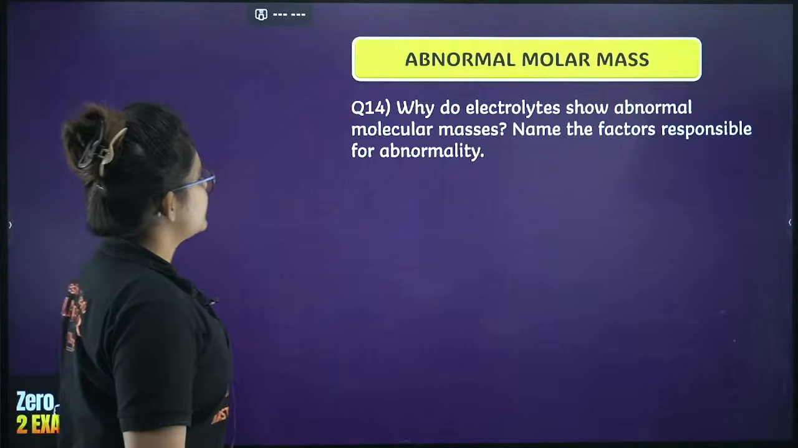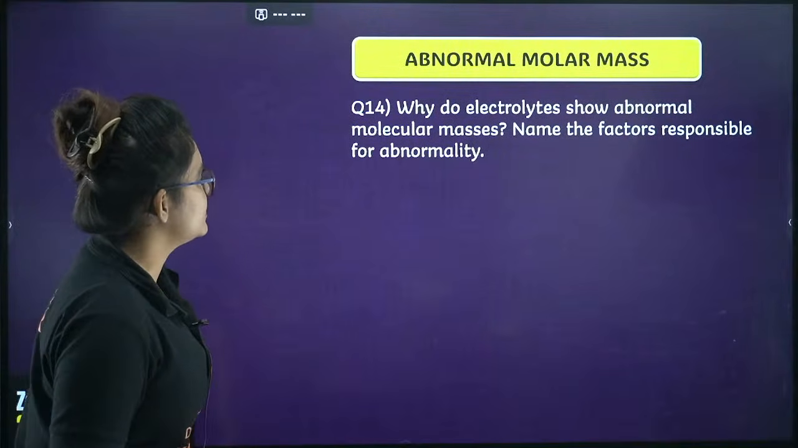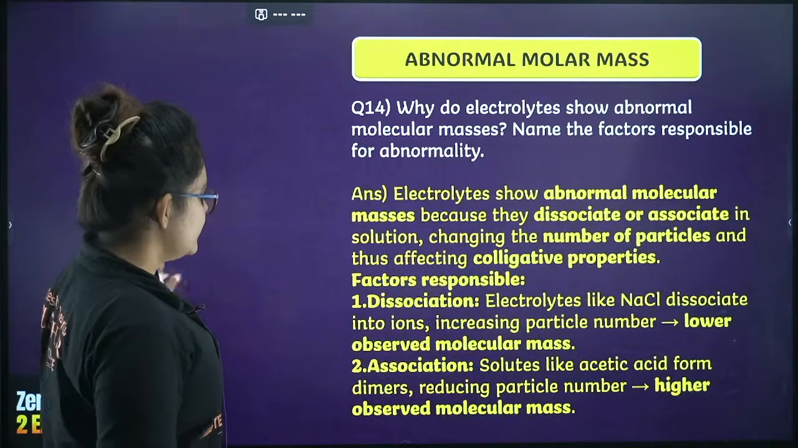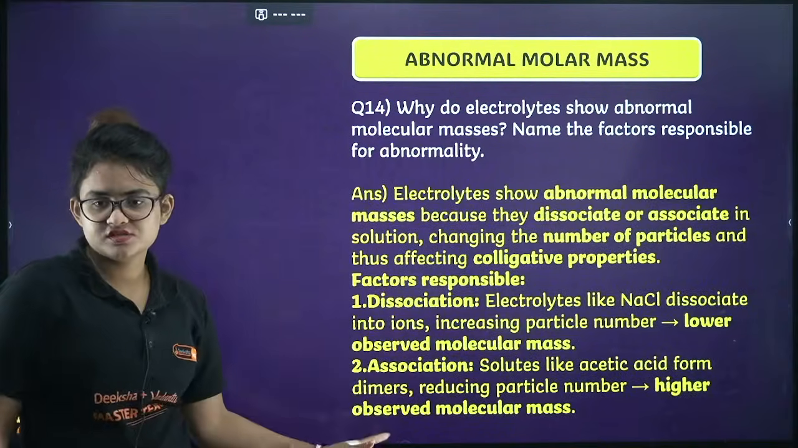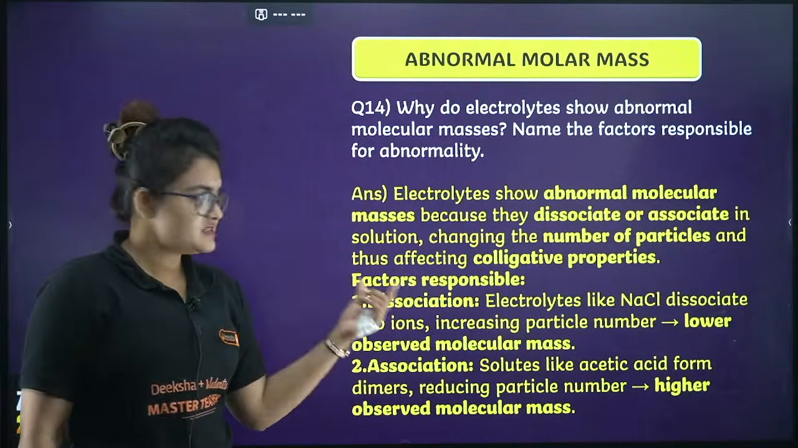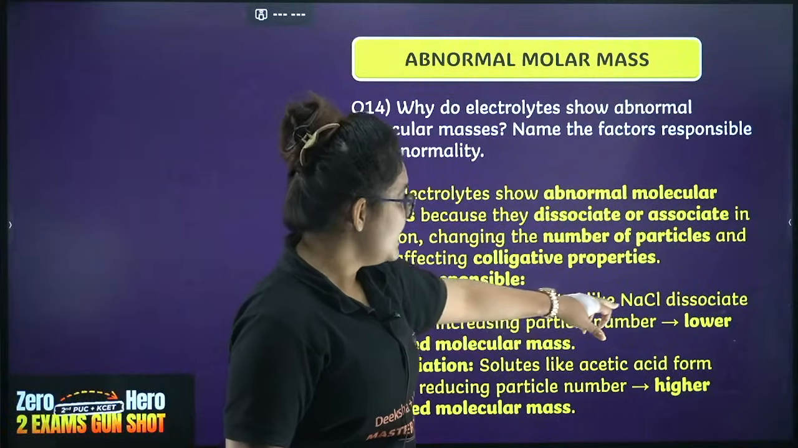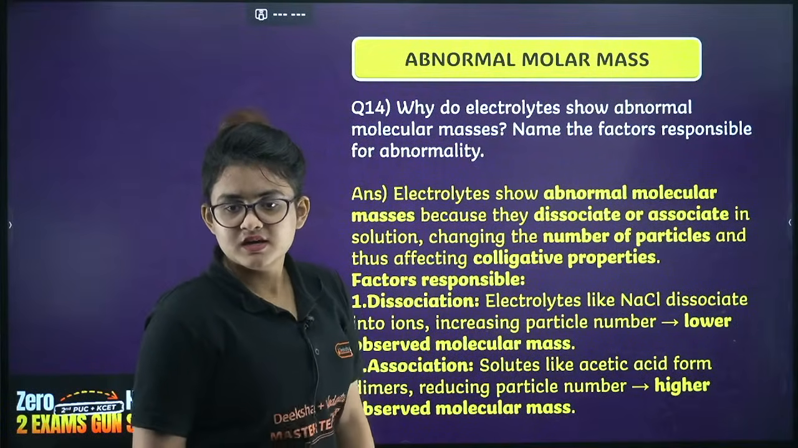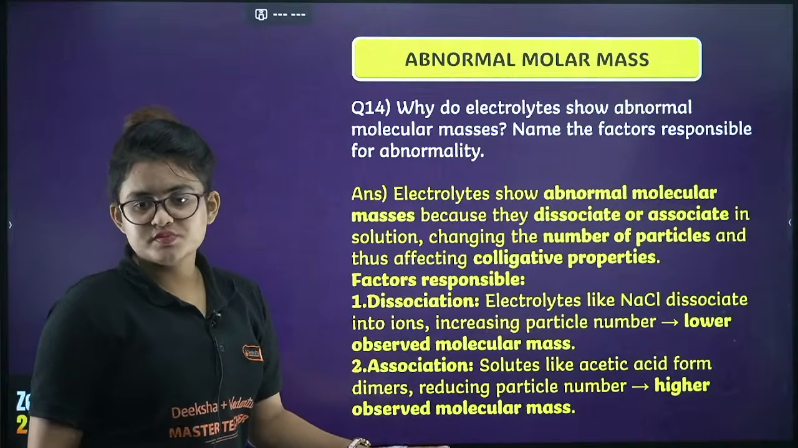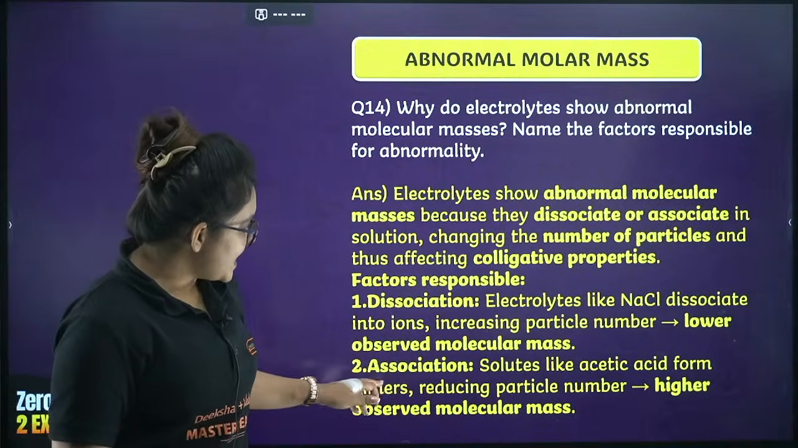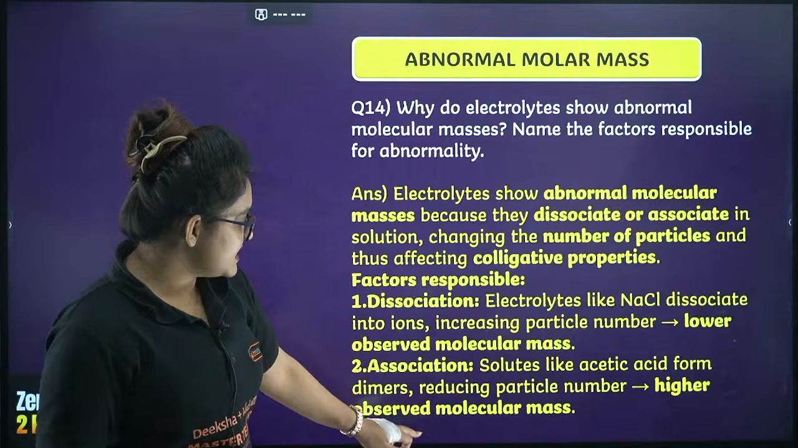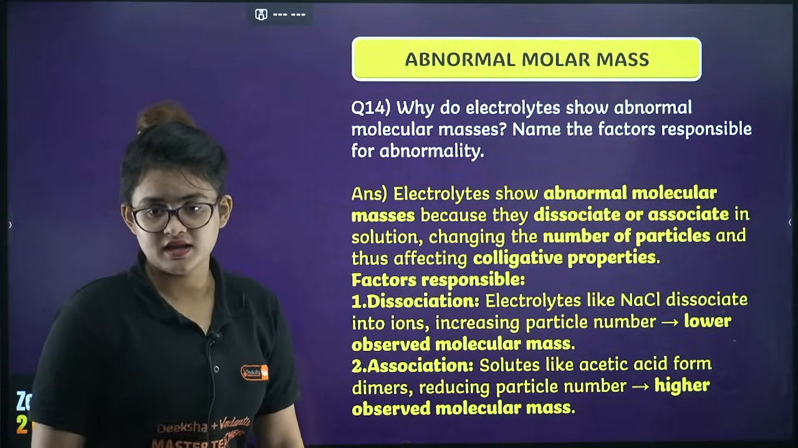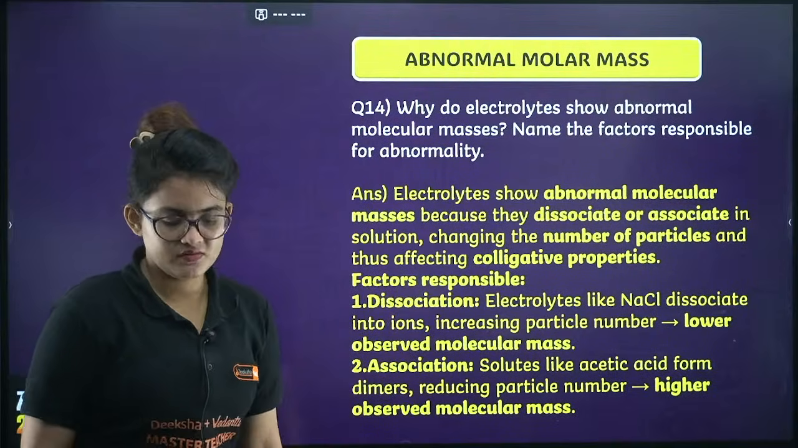Okay, here comes another question. Why do electrolytes show abnormal molecular masses? Name the factors responsible for this, that I already told you, either association or dissociation. For dissociation, electrolytes like NaCl dissociate into ions, increasing the number of particles, so that lowers the observed molecular mass. And for association, like acetic acid, they actually reduce the number of particles because of the hydrogen bonding, and a higher molecular mass you will get.